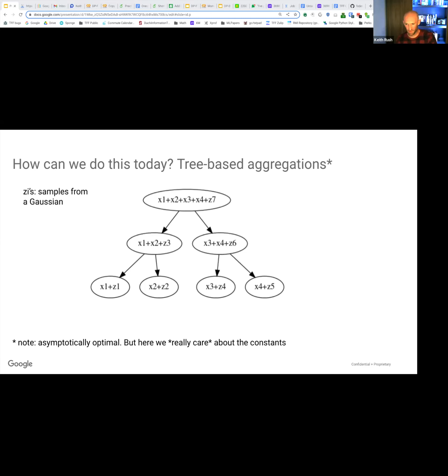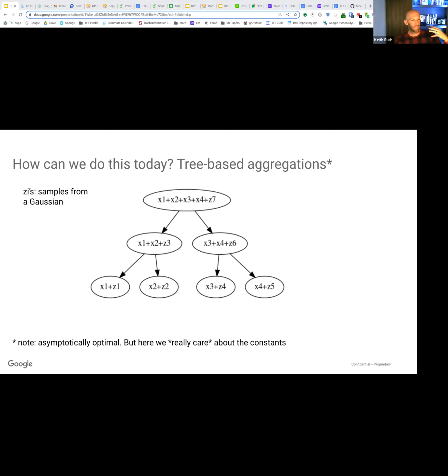It's important to note here that this tree-based aggregation scheme is asymptotically optimal, but we really care about the constants. And when I say asymptotically optimal, I mean that the asymptotic is right. This is logarithmic error in n, which is the number of leaf nodes. So the height of the tree is the asymptotic error.